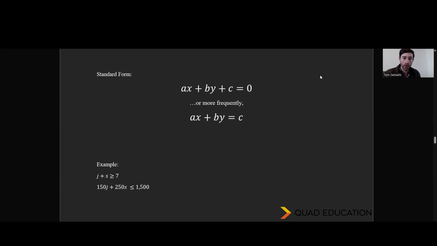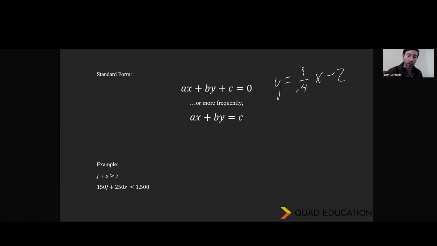standard form. So you may see standard form written as ax plus by plus c equals 0, but far and away, you'll see it written as ax plus by equals c. And so what we'll do is just start with a regular linear equation and see how we get to this, just so that it makes a bit more sense. So we'll say y equals 3/4 x minus 2.